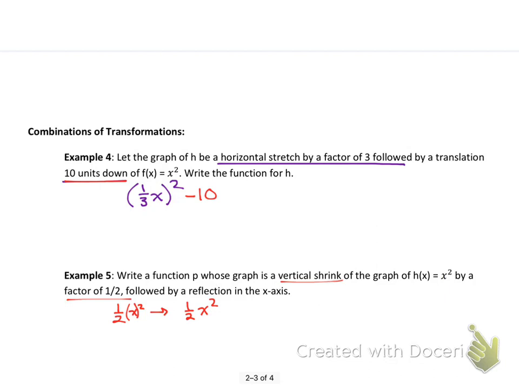It's followed by a reflection in the x-axis. Well, a reflection in the x-axis goes outside, and when it goes outside of everything that's already been there, we have to take the whole thing and put it in parentheses. Then the reflection is a negative, so we get this. Now, good news, we don't have to do anything here. There's nothing really to distribute to the end, so it's just negative 1/2 x squared.